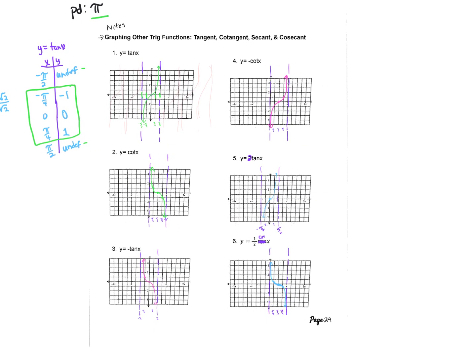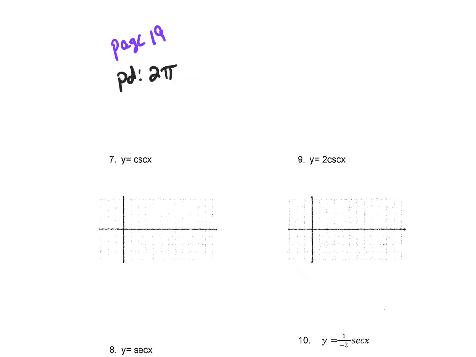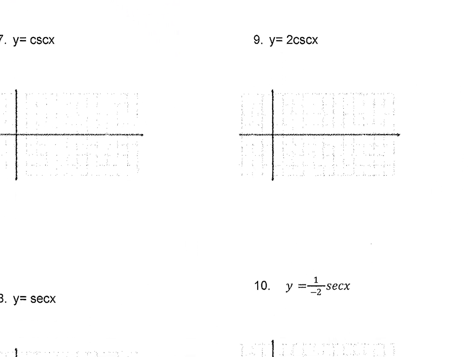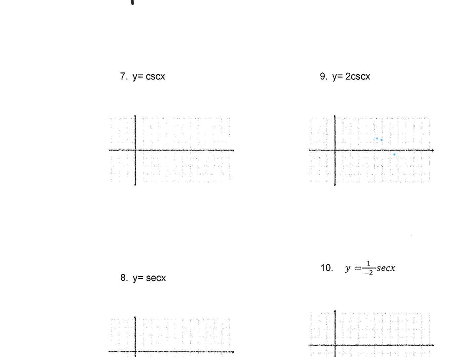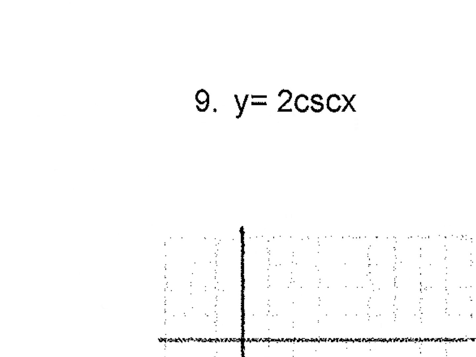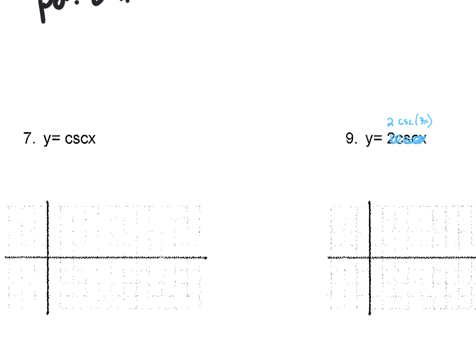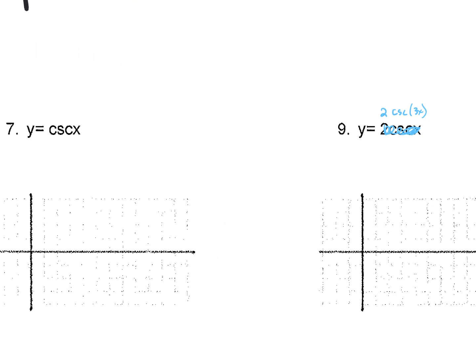Okay. Now we need to talk secant and cosecant. And I think I'm going to adjust this one, and we'll see. I'm probably not even going to do this last one, but we'll see. Let's change this to a 2 cosecant of 3x. So that's on the next page, number 9, because I want to refresh your memory on period changes.